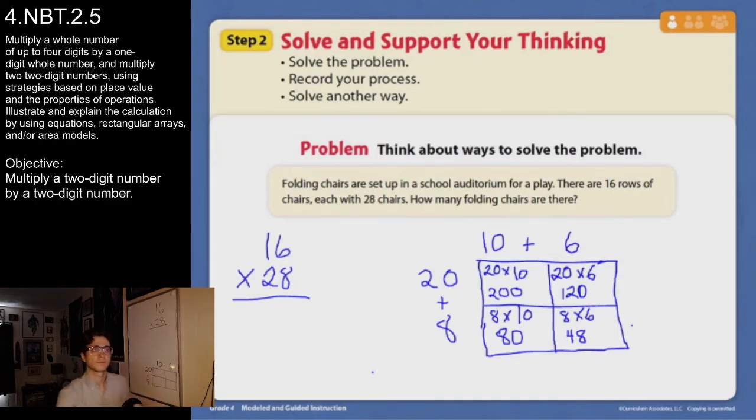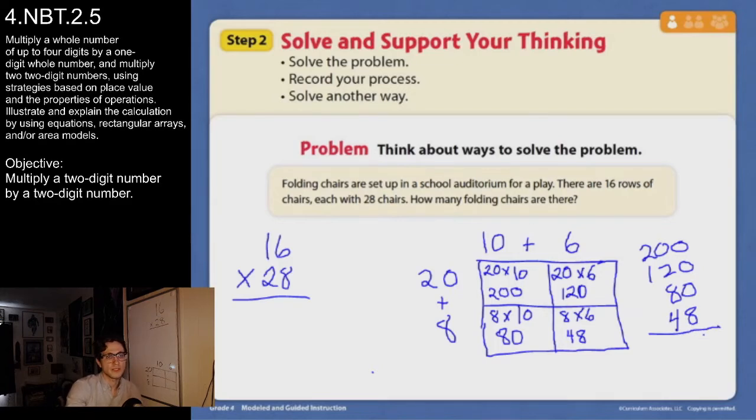48. So to find the product of 16 times 28, now all we have to do is add up each number in our model. So we have 200 plus 120 plus 80 plus 48.